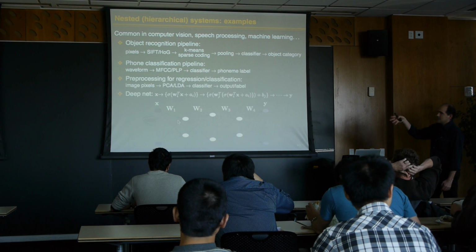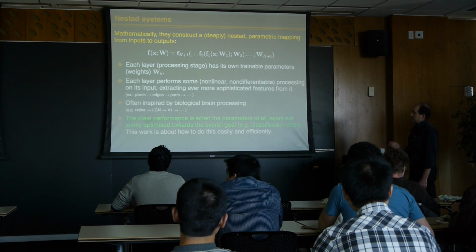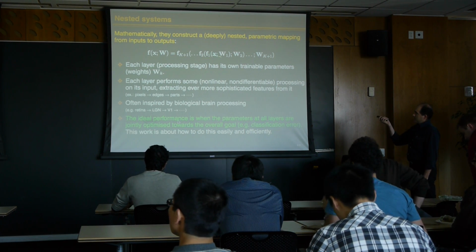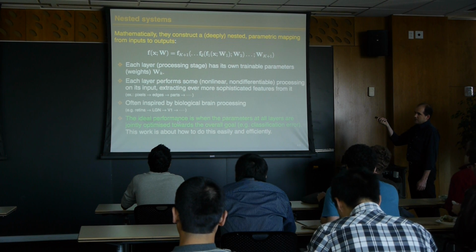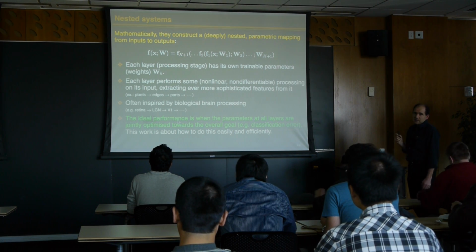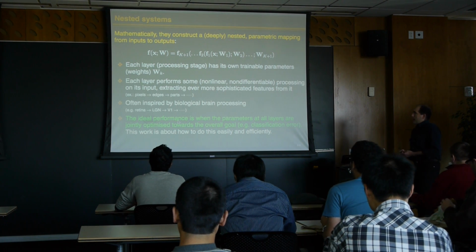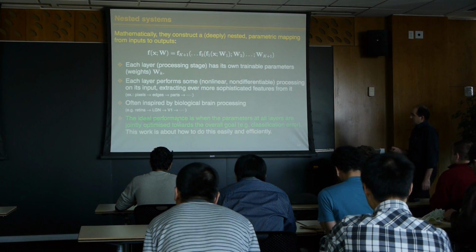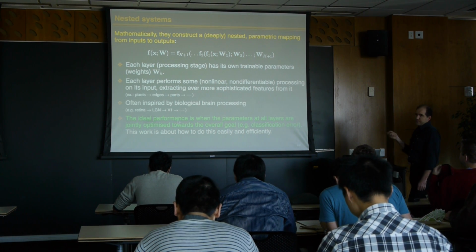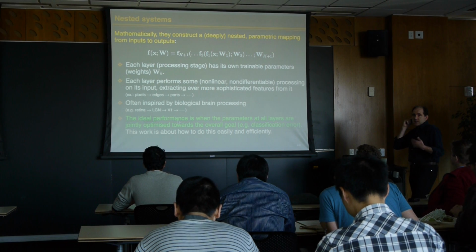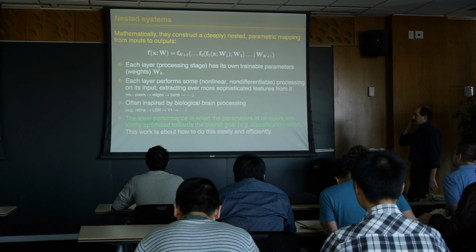Okay, so I call these kinds of systems nested systems, because mathematically they construct a nested function. So the input is here, and you apply a function, then to the output of that you apply another function, etc., until the last function gives you the output that you desire. Each of these layers is going to have trainable parameters that I call here weights, and each layer performs some kind of processing that gets more and more sophisticated as you go down the pipeline or the cascade.